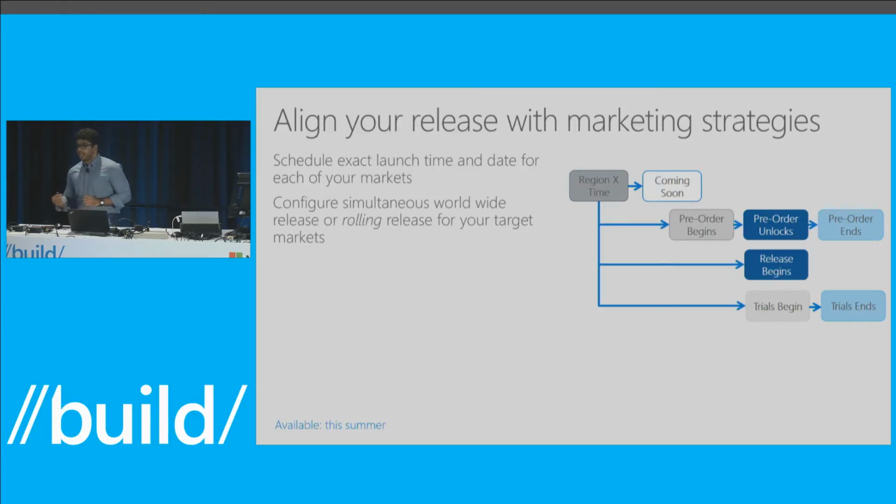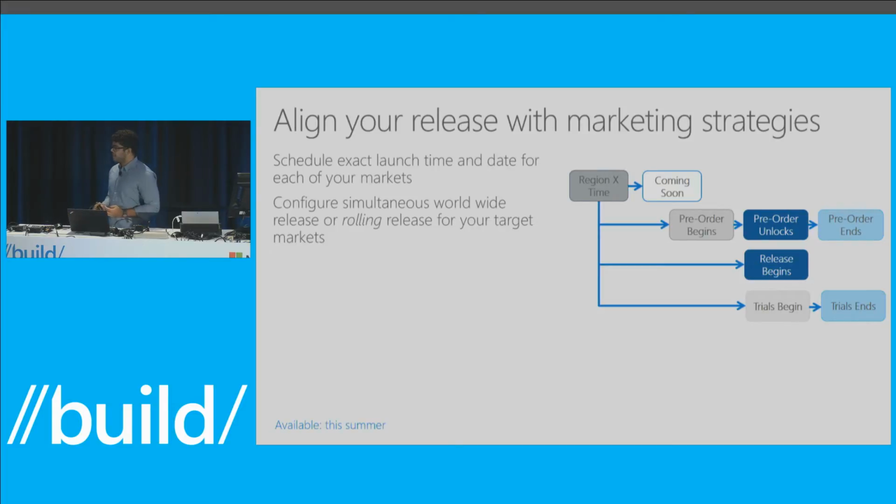Or you have this exciting game coming out. You want users sitting in front of their computers at midnight on Christmas Eve, just waiting to get their hands on it. You can configure so in each of your markets. This is what we call rolling release. You will be able to do that in Dev Center as well. Pay attention to the graphic on the right. With the new features that we talked about today, the coming soon page, the pre-order begin, the pre-order end, the pre-order unlock, the release date, trials, deals.